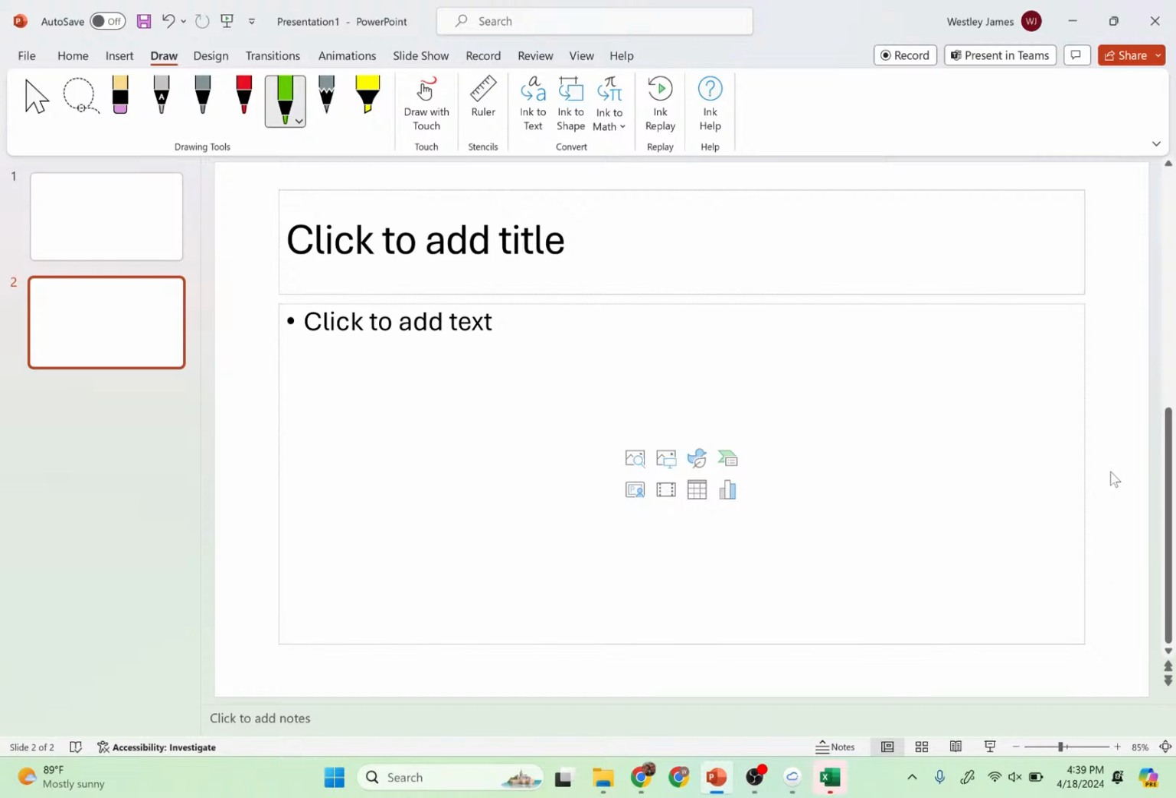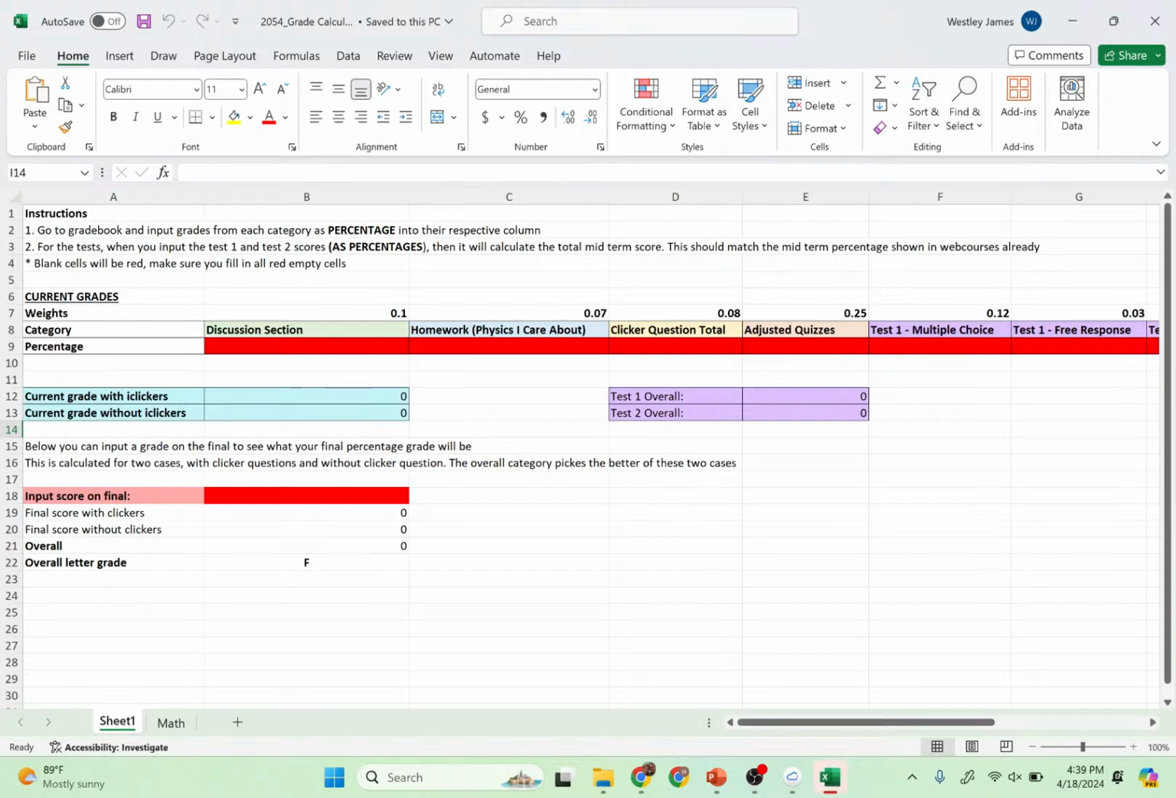There's no way for me to program that into web courses, so I made a wonderful Excel spreadsheet that does that for you. I had to make a separate thing entirely. I just want to walk through how you can use it, just to make certain you know how to use it if you want to. You don't have to use it, but it works.